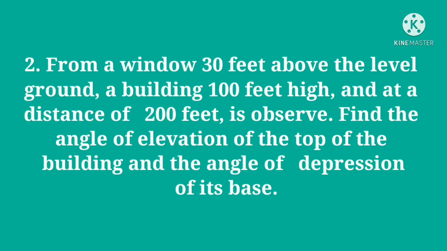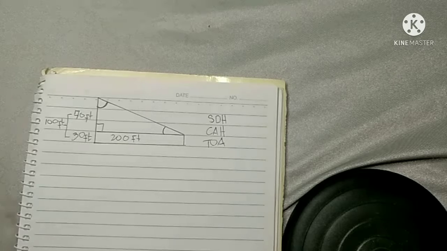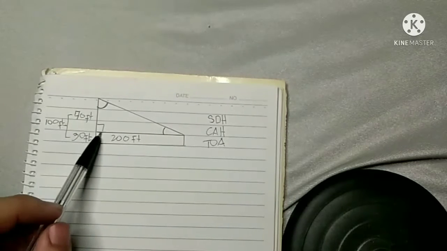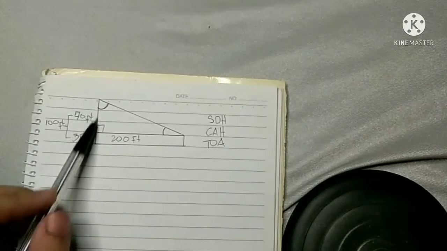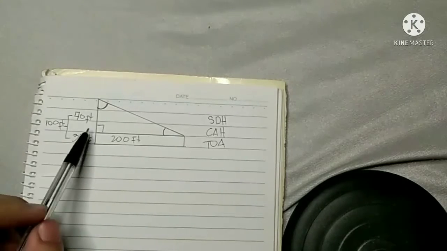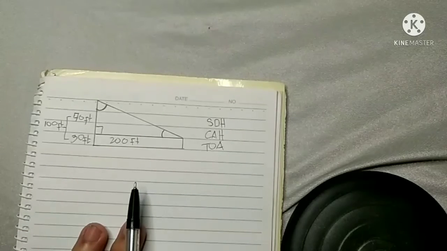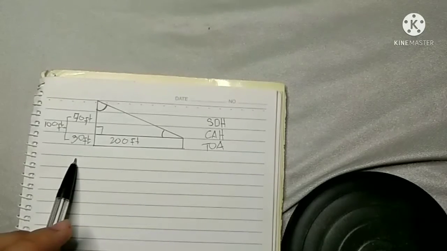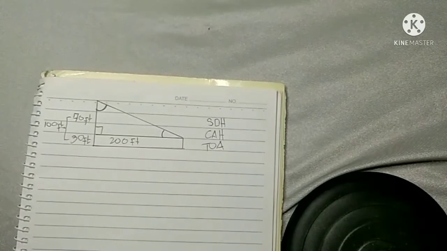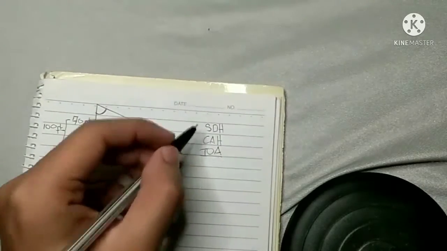And for our problem number 2, we have here: from a window 30 feet above the level ground, a building 100 feet high and at a distance of 200 feet is observed. Find the angle of elevation of the top of the building and the angle of depression of its base. So to solve again, first we need to illustrate. The height of our building is 100 feet, but we have a window which is 30 feet above the ground, observed at a distance of 200 feet. So this is our illustration.